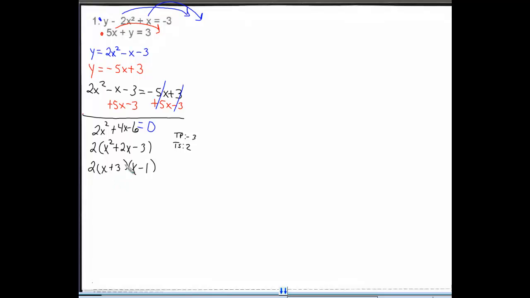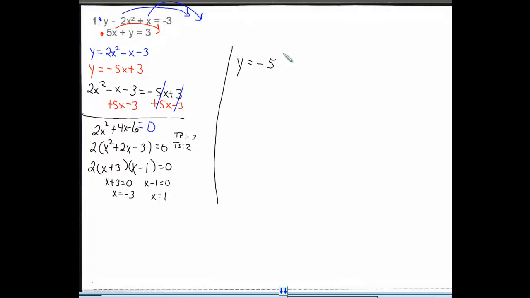Now let's solve each of the factors for x. x plus 3 is equal to 0, so x is equal to negative 3. And x minus 1 is equal to 0, so x is equal to 1. Now that I know what x is, I just need to find y. So let's plug it into the second linear equation to find y.